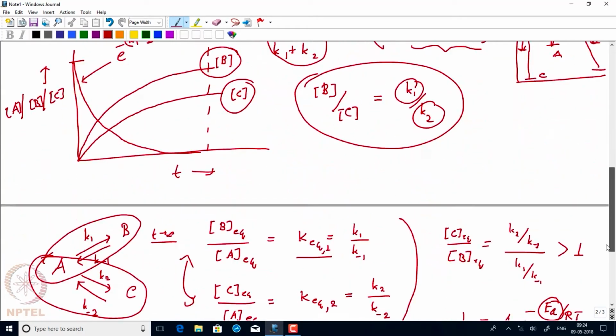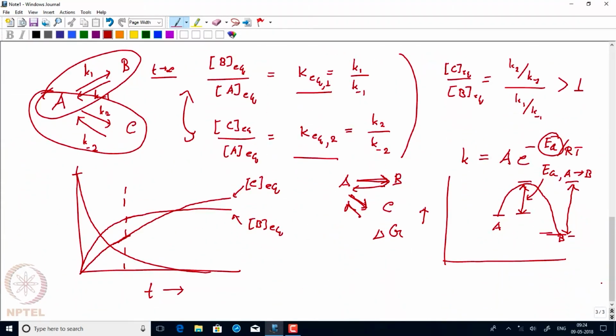However, it may so happen that in a longer time, as the B accumulates, the reverse reaction also happens, and initially suppose going from A to C had a very high barrier, but then thermodynamically C is more stable than B, the way I have drawn here. As you can see, in the free energy diagram, the free energy for the product C is much lower, so product C is much more stable than the product B. So what we can say here is that initially, everything is dictated by the activation energy for the forward reactions.